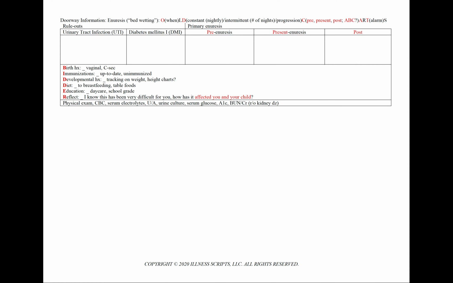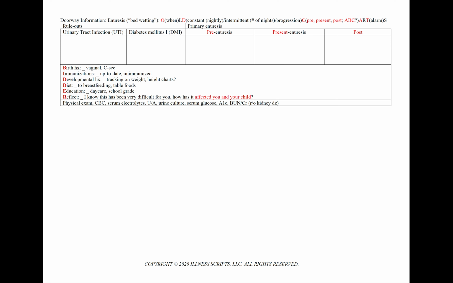And since enuresis is a bodily fluid, we can ask now or later under our present column about the ABCs for our patient note: the amount, if there's any blood in the urine, and the color. Aggravating and alleviating factors, and for treatments we can ask now or later under our post column if any were tried, including an enuresis alarm or TCAs, as we'll see below.